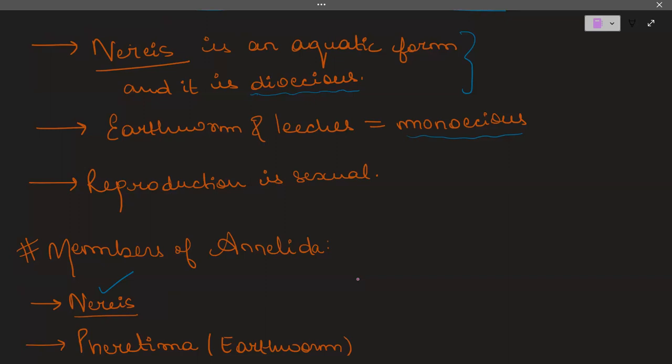Is it clear? Now, what is the meaning of dioecious and monoecious? Dioecious means that the male and female are present separately. Monoecious means that both of them are present in one.